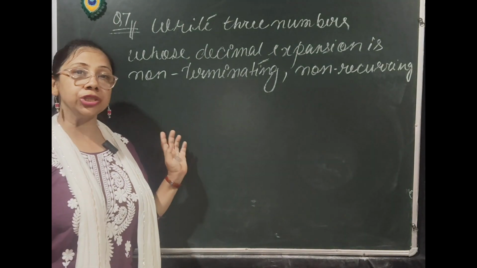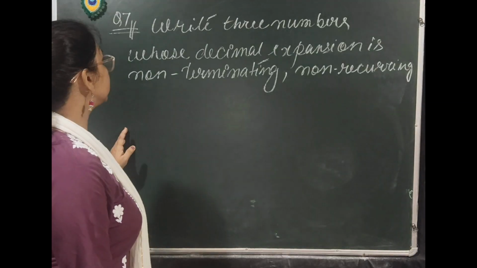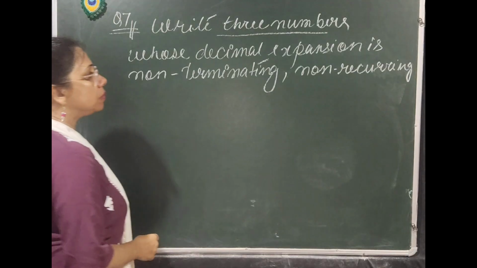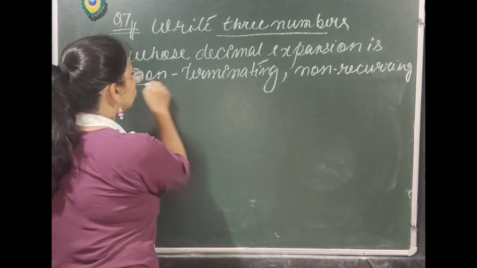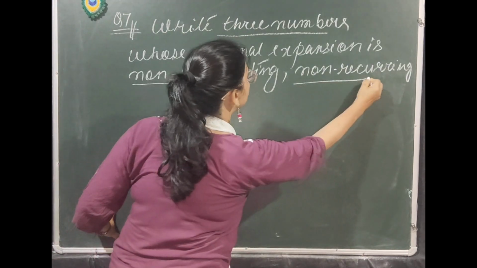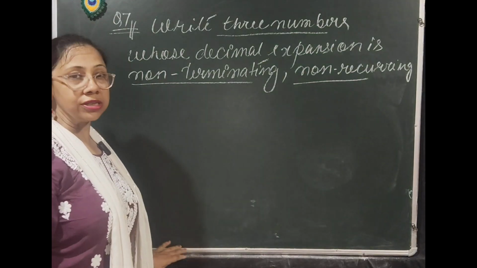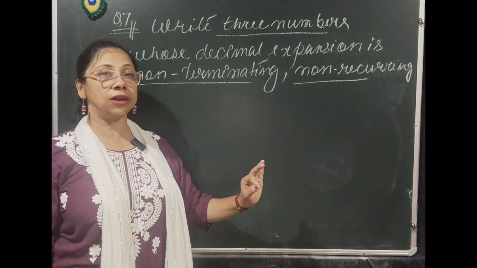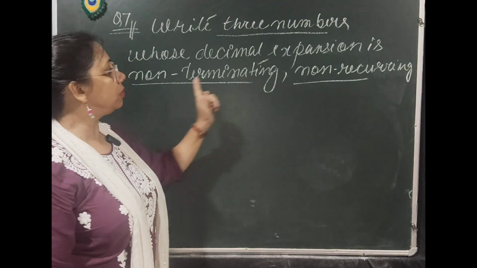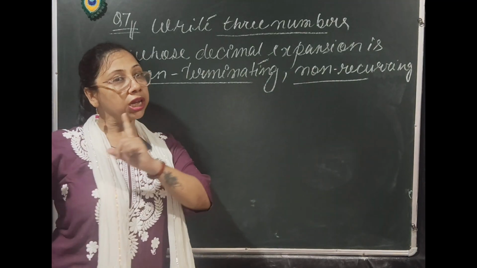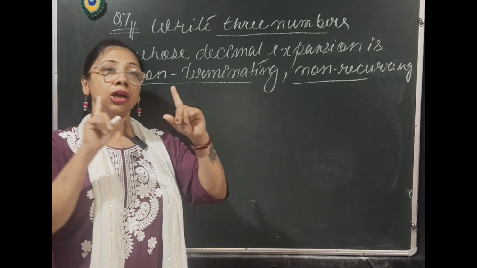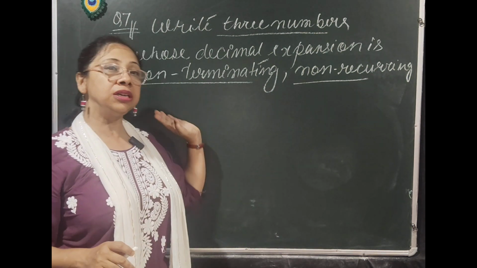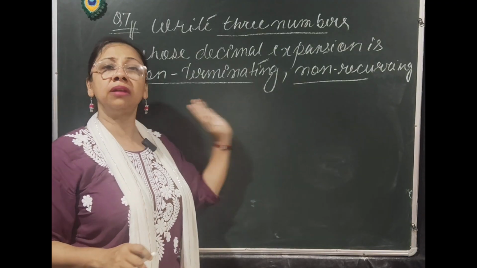Let us discuss question number 7. Question number 7 says: write three numbers whose decimal expansion is non-terminating and non-recurring. Well, first of all, let us discuss what are irrational numbers or non-terminating, non-recurring numbers, because an irrational number is actually a non-terminating, non-recurring number. Non-terminating means the decimal part of a number never ends.